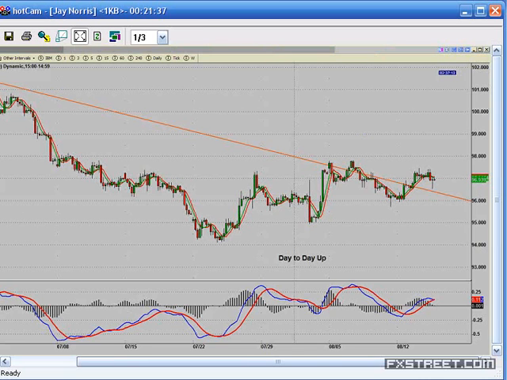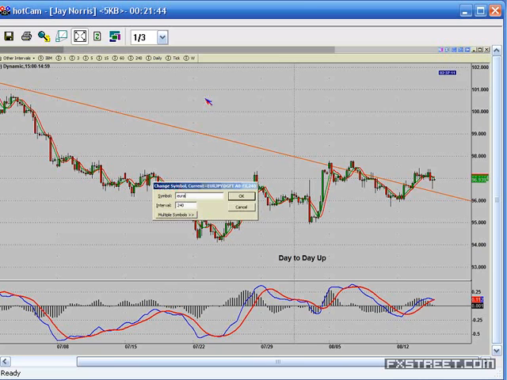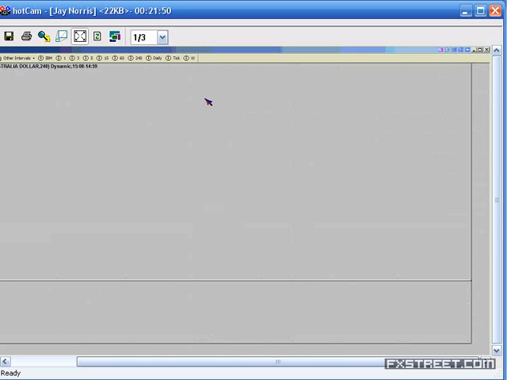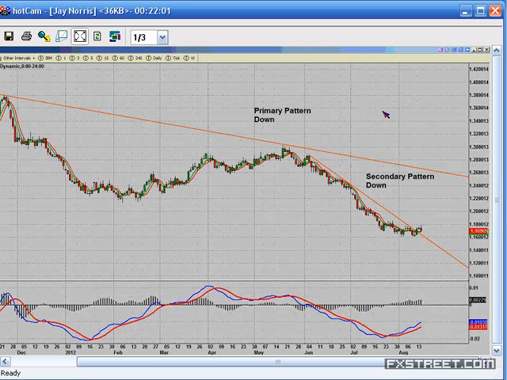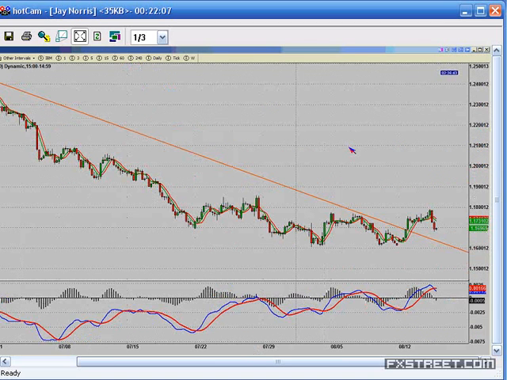Let me consult my list here and see which market is next. Euro yen, euro Aussie. Here's another one where clearly the primary is down and secondary pattern is down. Euro Aussie, and when we go to the 4 hour, boy, you couldn't get anywhere with that.